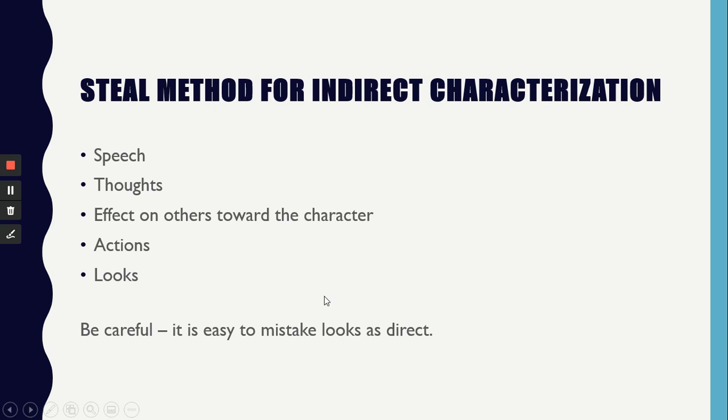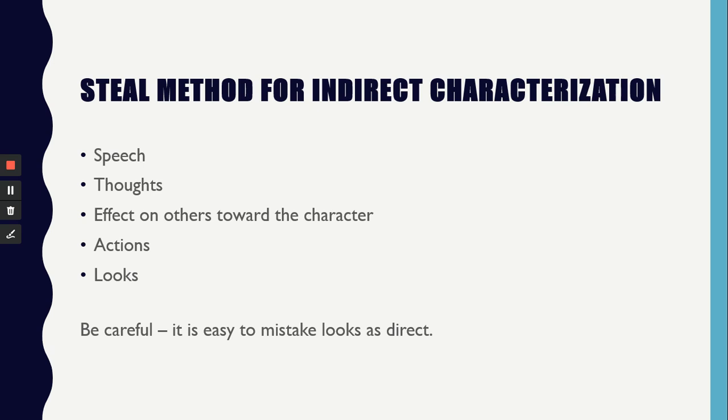An easy way to look for indirect characterization in a text is to use the STEAL method. That is an acronym. It stands for speech, thoughts, effect on others, actions, and looks. So these would all be examples of indirect characterization. Something the character says, speech; things the character thinks about, that would be thoughts; how others feel about the character, how they act in the character's presence, that's the effect on others; their actions, just what they do; and then looks, things the character's wearing, descriptions of what they look like.